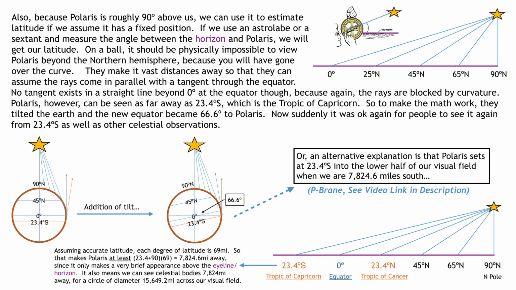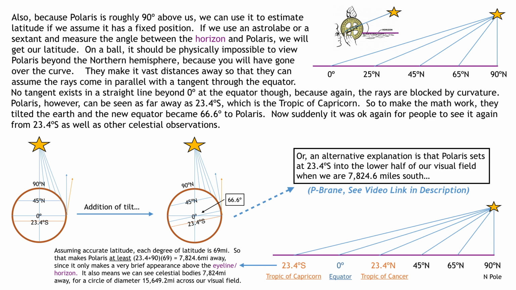Also, because Polaris is roughly 90 degrees above us, we can use it to estimate latitude if we assume it has a fixed position. If we use an astrolabe or a sextant and measure the angle between horizon and Polaris, we will get a latitude. On a ball, it should be physically impossible to view Polaris beyond the northern hemisphere because you will have gone over the curve, and you do not have a tangent line to that point anymore. They make Polaris such a vast distance away so that you can assume at least it's a parallel line coming in across all points along a hemisphere, and parallel with, or tangent with, the equator.